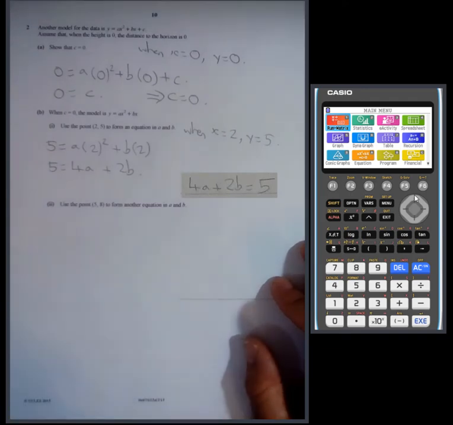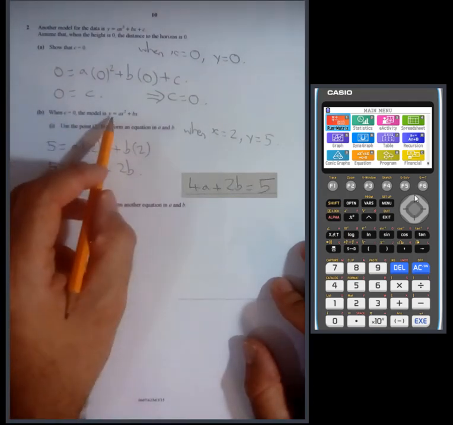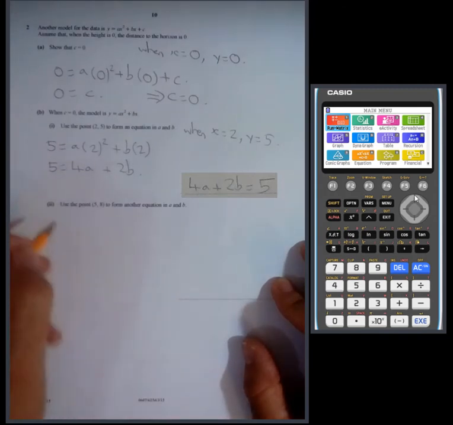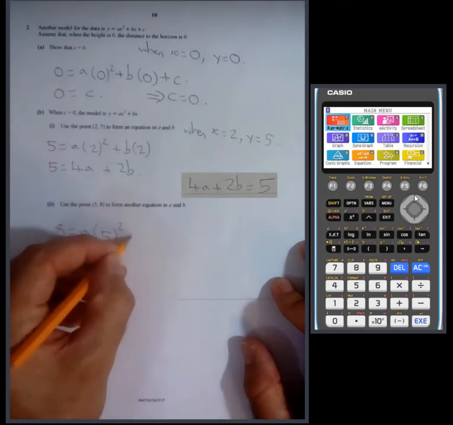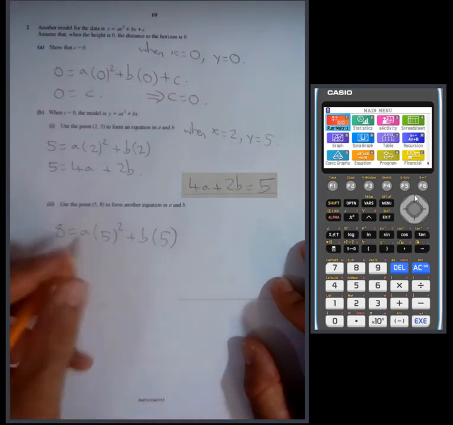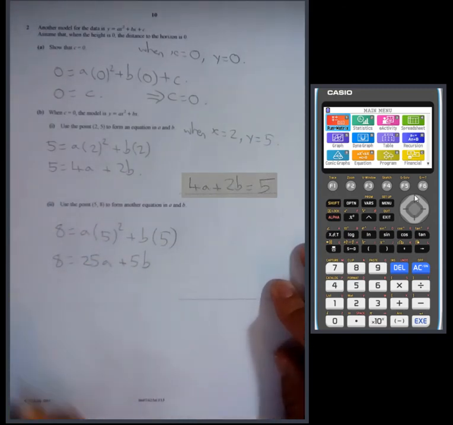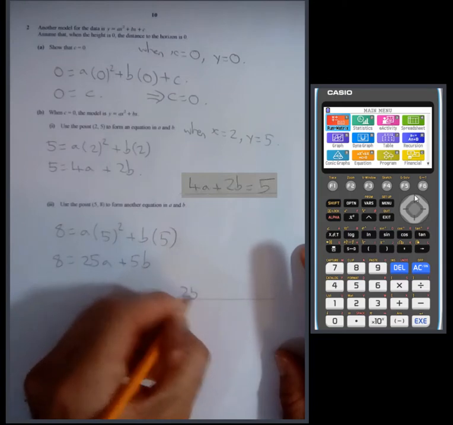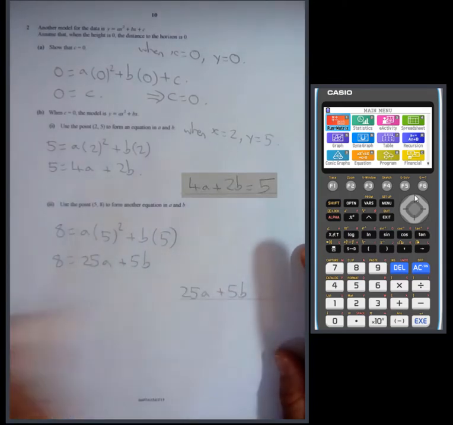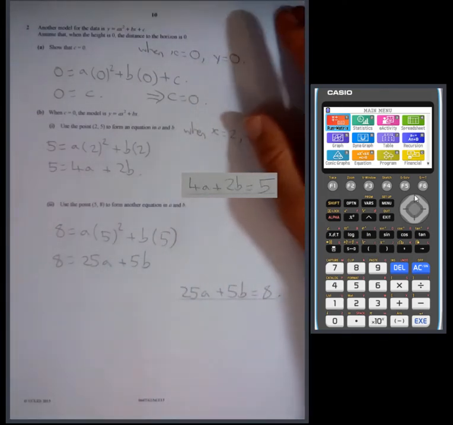Use the point 5, 8 to form another equation in a and b. So we just do exactly the same thing, but now x is 5 and y is 8. So y equals ax squared plus bx. I just said y is 8. 8 equals a times 5 squared plus b times 5. So that would be 8 equals, well, 5 squared is 25, 25a plus 5b. And again, I'm going to do the same thing. I'm going to write 25a plus 5b equals 8. So we now have our two equations.